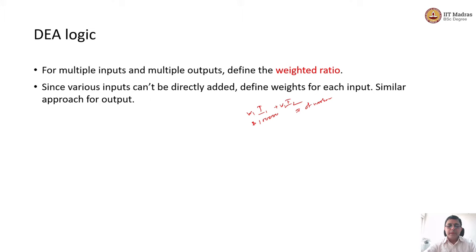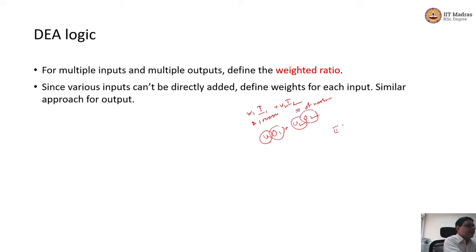Since we are going to consider multiple inputs and multiple outputs, you cannot directly add them. You are only going to weight them. So define weights for each input, define weights for every output, and then take the summation of weighted input, take the summation of weighted output, and only then take the ratio. So essentially, this is the weighted input, W1I1 plus W2I2. We are going to similarly do U1O1 plus U2O2. So this is the weight for output number 1. This is actually the output number 1. This is the weight for output number 2. This is the actual output number 2. So this is the weighted output.